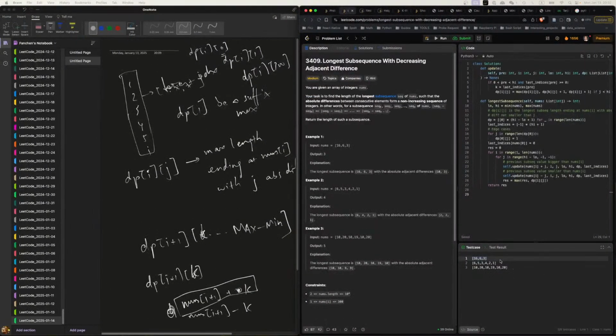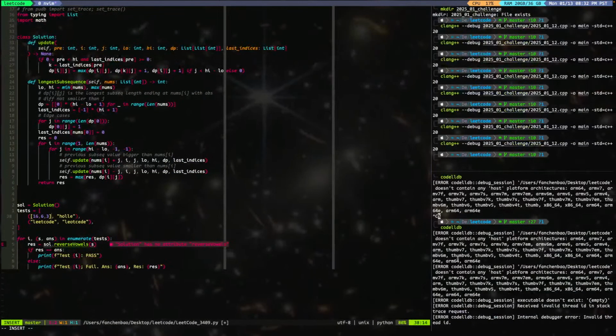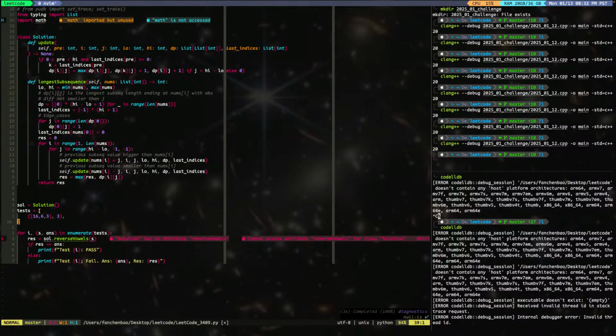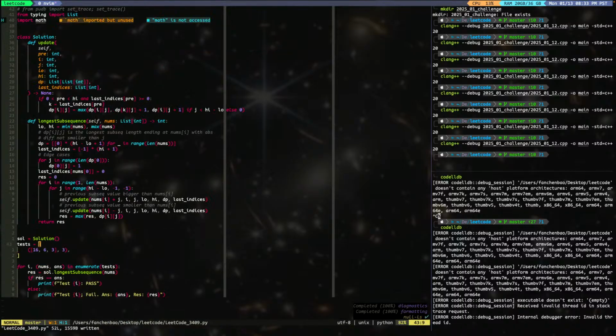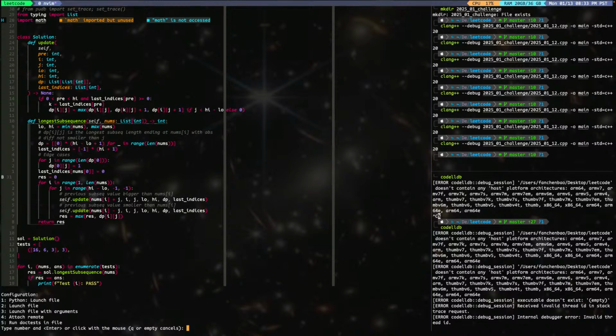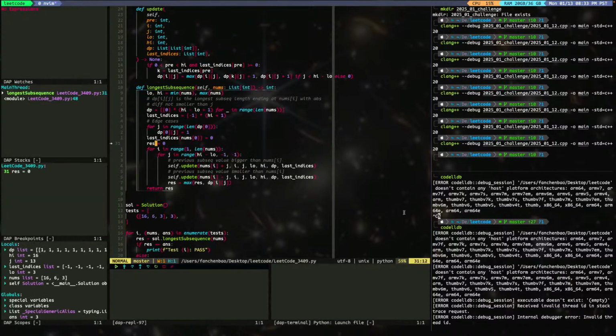What do we have? Okay, what's the answer for this? Answer is 3. Right, and this is the longest. This, and then we'll have nums. Let's put this one here. F5. All right, let's debug this thing and see how it goes.